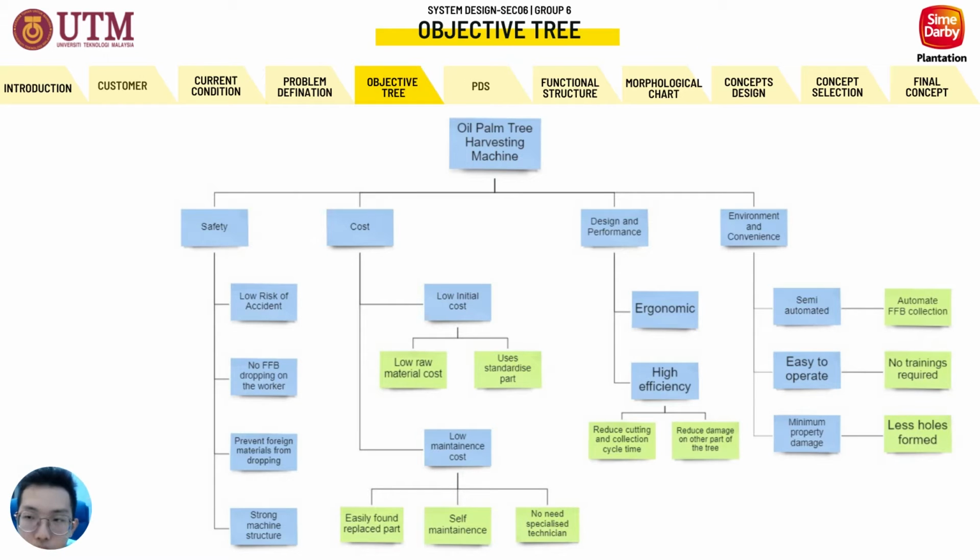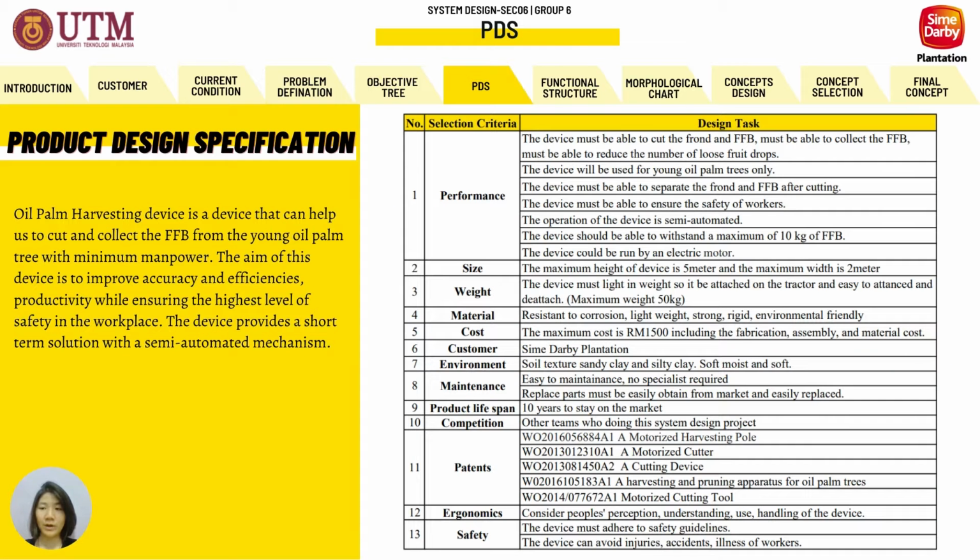This is the objective tree for the device that we plan to design with four major categories, which are safety, cost, design and performance, and lastly the environment and convenience. Our oil palm harvesting device will be able to cut and collect FFB from young oil palm trees with minimum manpower. This device aims to improve accuracy, efficiency, productivity, and also the safety of workers, where it will provide a short-term solution by using a semi-automated mechanism.